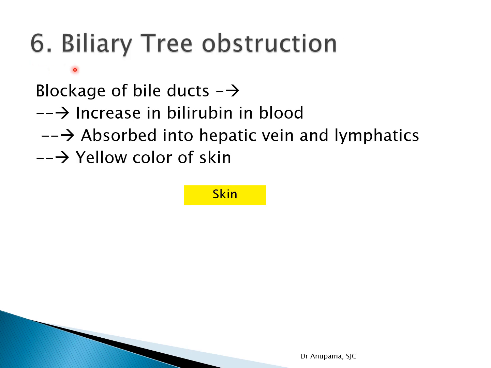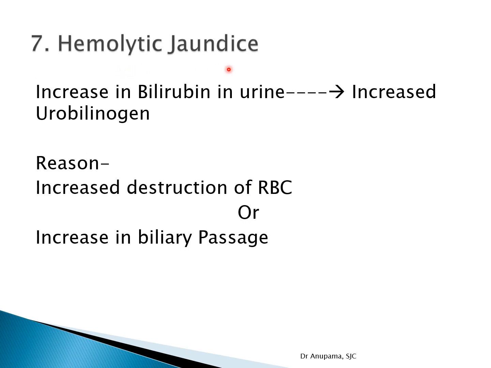Biliary tree obstruction. The name itself indicates that there is a blockage in the bile ducts. This increases the bilirubin levels in the blood. So obviously it is absorbed into the hepatic veins, into the lymphatics, then it enters into the skin, imparting yellow color to the skin. Then we have hemolytic jaundice. Increase in bilirubin in the urine. It is because of increased urobilinogen. And the reasons can be increased destruction of RBC or increase in biliary passage. All these can lead to hemolytic jaundice.